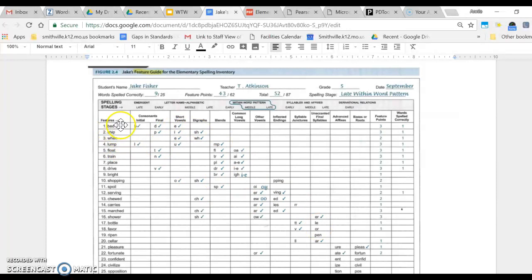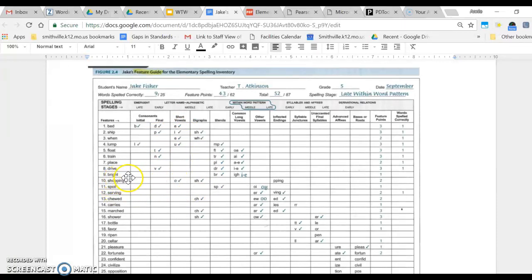So what you're going to do, let's use the first word as an example, the word bed. Put a check mark, or you can highlight with a highlighter if you prefer, if they got that part of the word correct. So if they spelled B-E-D, spell bed, B-E-D, put a check mark next to each one of those letters. Next one, ship. Let's say that they spelled that correctly, so put a check mark next to S-H, next to I, and next to P.